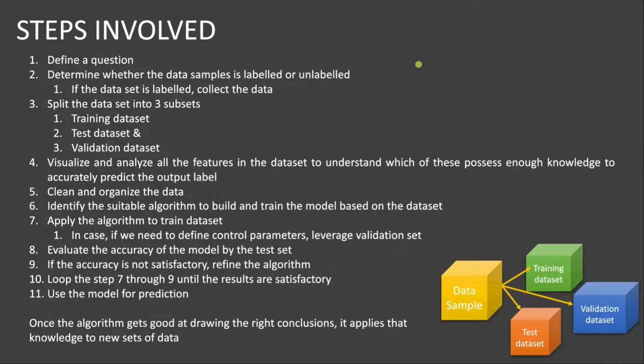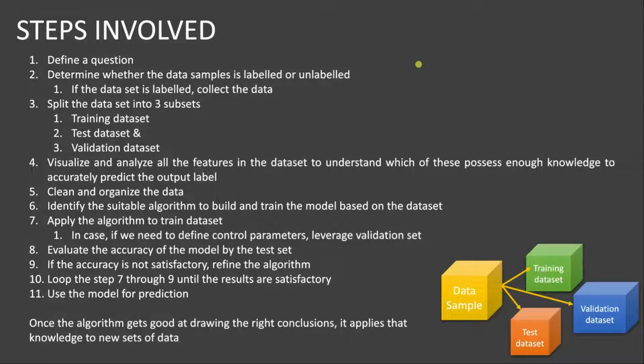Now let us understand the steps involved in defining a supervised machine learning model. The first step would be to define a question or a problem statement, and then we determine whether the data sample is labeled or unlabeled. We are interested only in the labeled dataset, because supervised machine learning completely relies on labeled data to predict the unlabeled examples. If the dataset is labeled, we collect the data and split it into three subsets, namely training dataset, test dataset, and validation dataset.